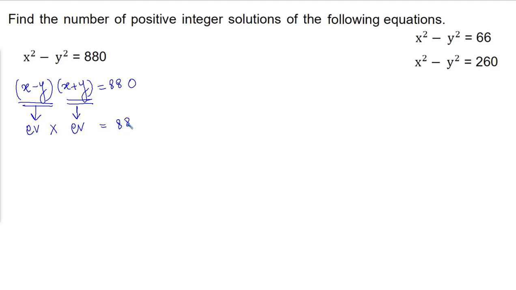Even numbers are in the format of 2 into something. So let's say the value of x minus y is 2 into a, and the value of x plus y is 2 into b. So 2 into a into 2 into b is going to be 880. Now a and b can be any kind of number, because if we multiply a and b with 2, it will be a multiple of 2, so it will be even.